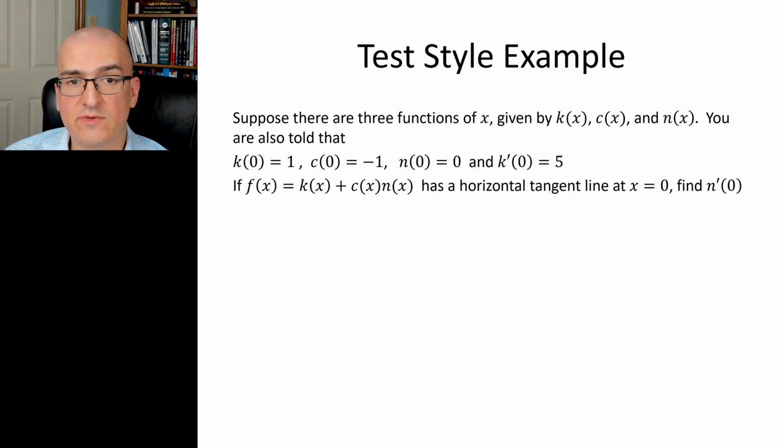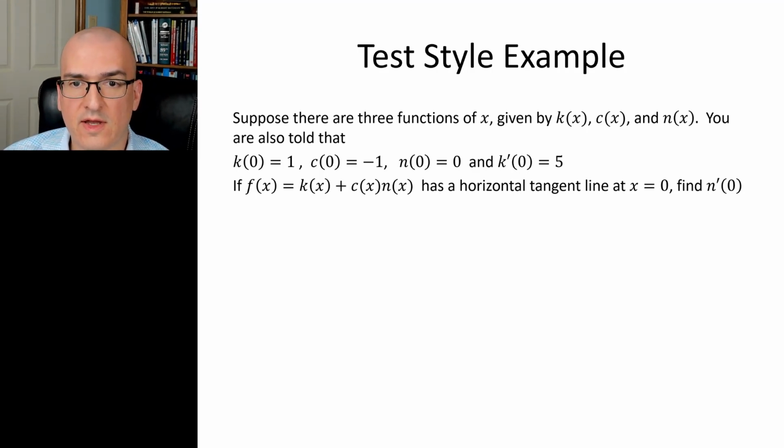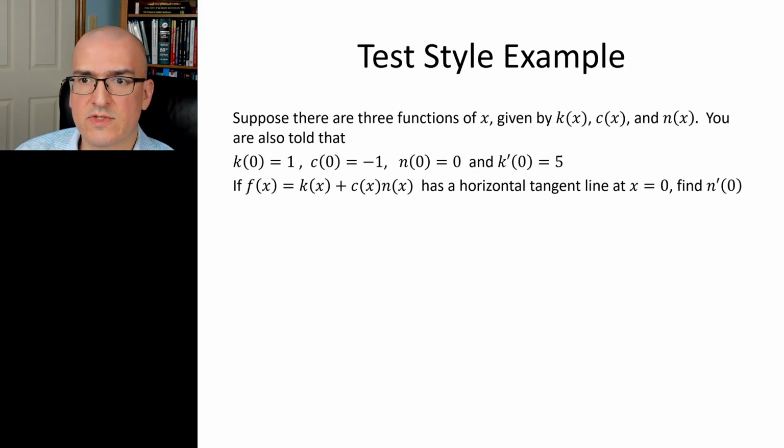We're given some data. We're told that k evaluated at 0 is 1, c evaluated at 0 is -1, n evaluated at 0 is 0, and k prime evaluated at 0 is 5. If f of x, so this is now a 4th function involved, is equal to k of x plus c of x times n of x. If this function has a horizontal tangent line at x is equal to 0, find the value of n prime at 0. The stuff of nightmares.